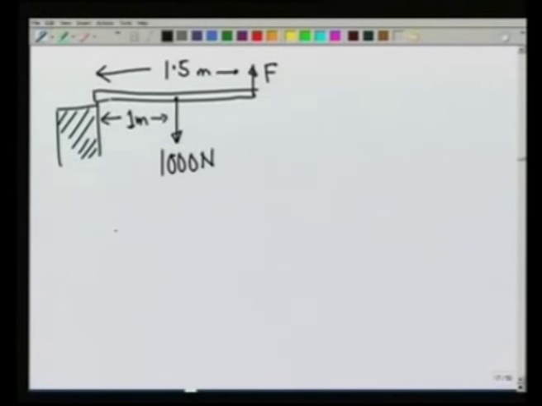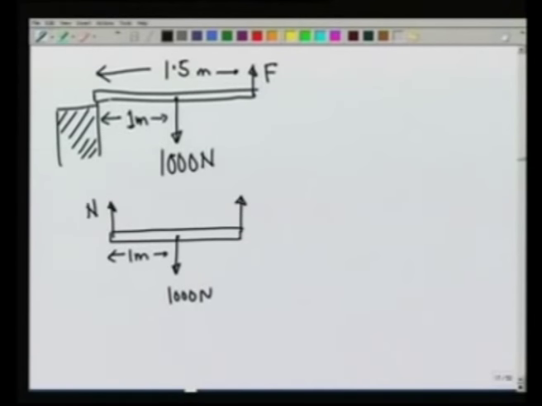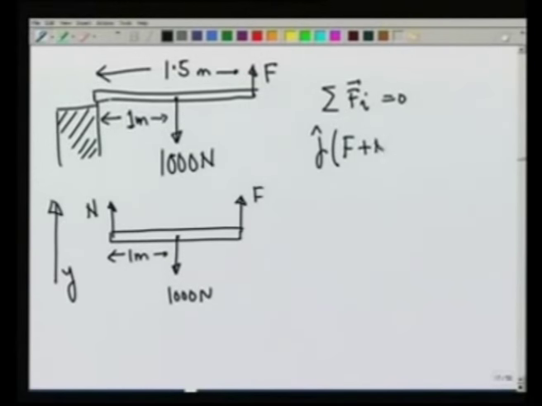If I look at the beam, the forces that are being applied on the beam are the force by me, force of 1000 Newton at a distance of 1 meter from the support, and the support would also be applying a force N. So, first condition, that summation F i is equal to 0 gives me, if I assume this to be the y direction, j unit vector, F plus N minus 1000 is equal to 0, or F plus N is equal to 1000. That is condition 1.